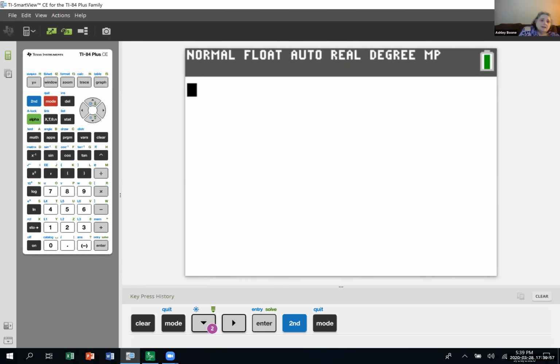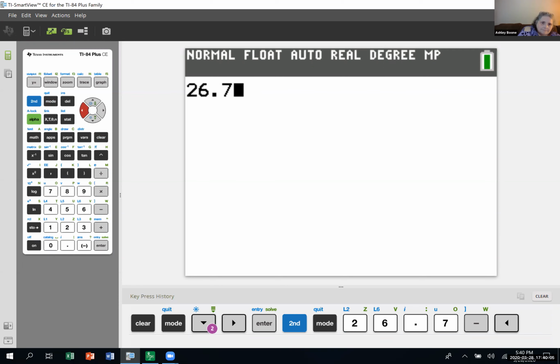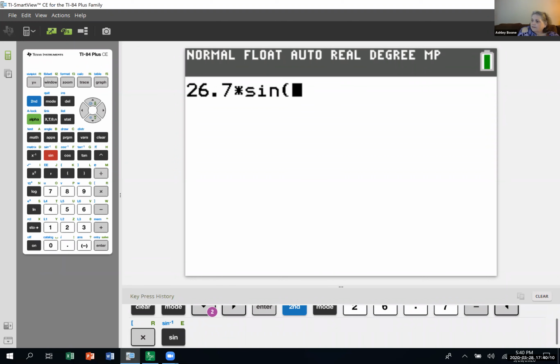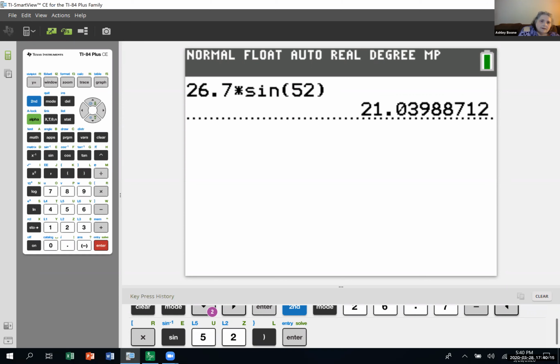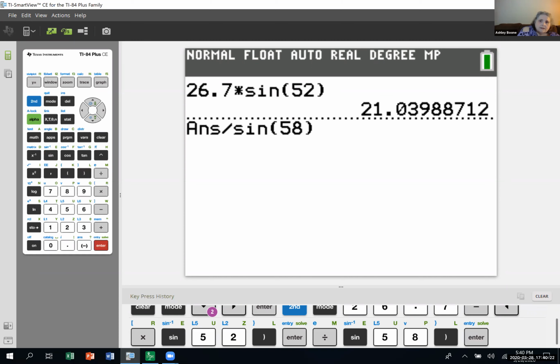And now what's my calculation? It's 26.7 times the sine of 52 degrees, there's my numerator, divided by the sine of 58 degrees. And notice that gives me 24.8097, and it goes on forever.